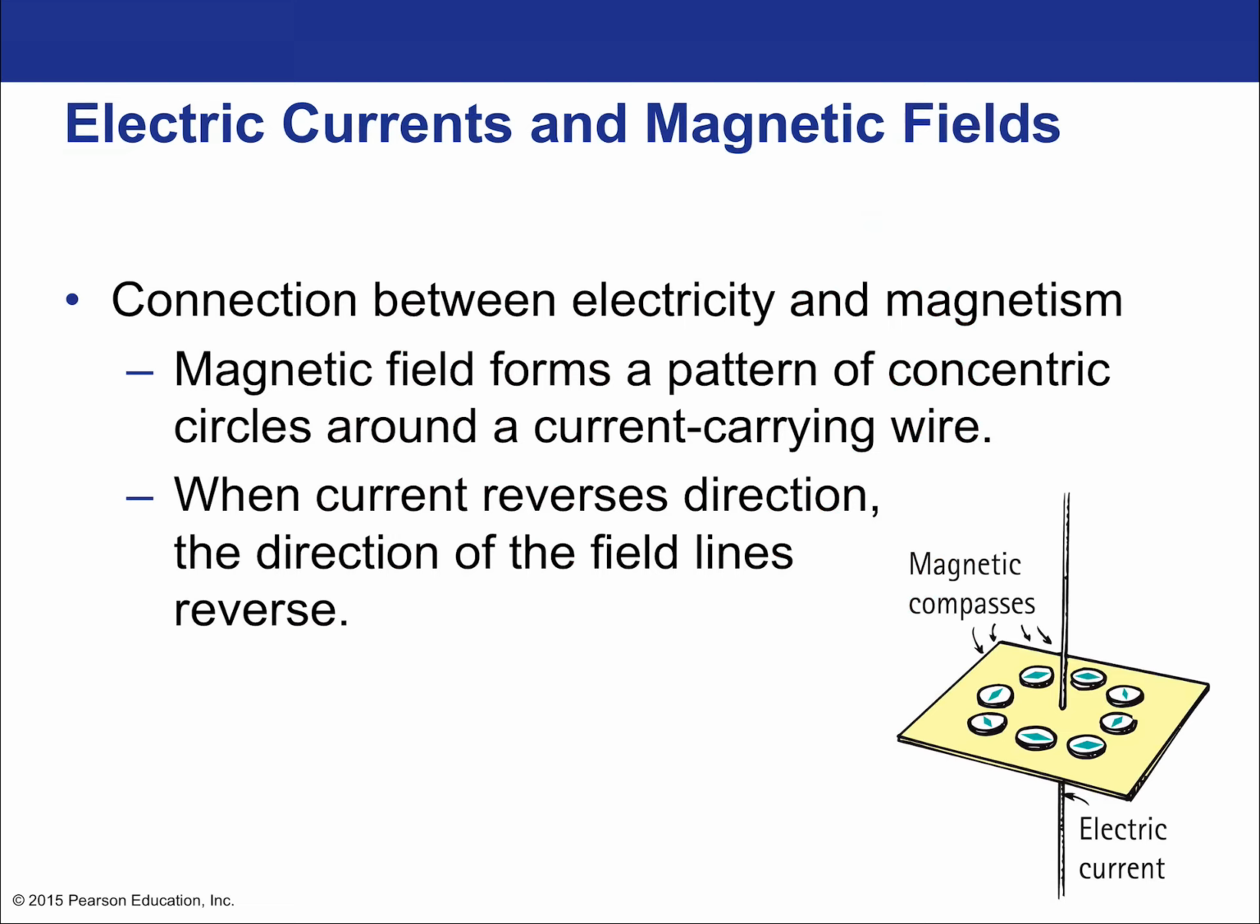Magnetic fields form a pattern of concentric circles around a current carrying wire. When the current reverses direction, the direction of the field lines reverses. So a steady current carrying wire creates a steady magnetic field, and it creates a magnetic field in circles. We can see the direction of the magnetic field, if we do it like this, would be pointing towards the south. So you have a bunch of north poles on all these little compasses that are being aligned on this piece of paper here.